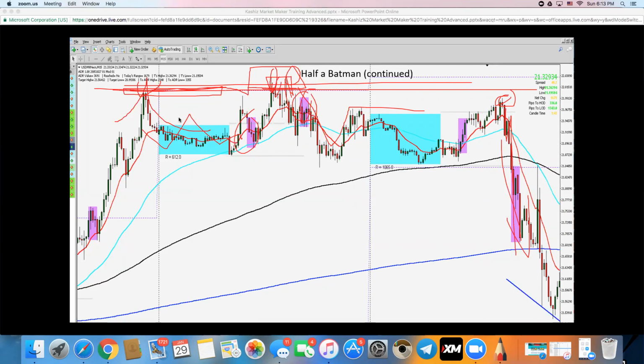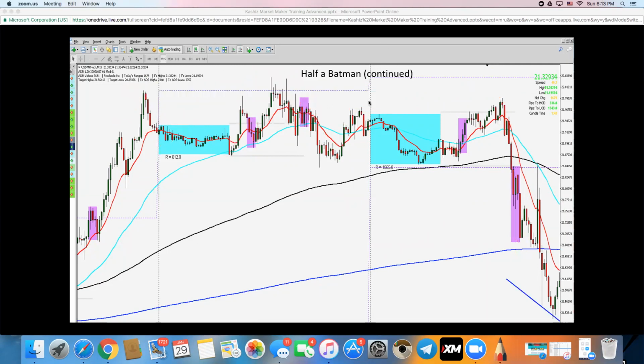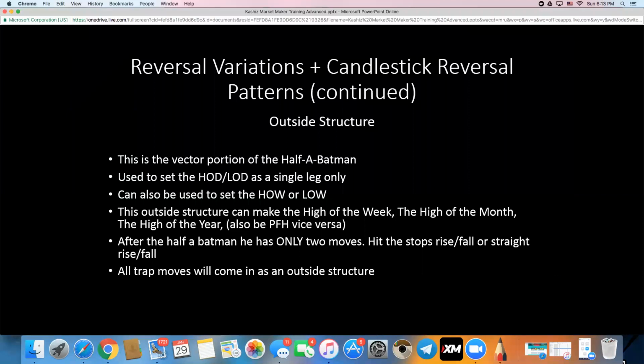Oh, don't worry, I'll talk about the teacup. That's actually a pattern that I will be discussing in here also. Okay. Next, outside structure.